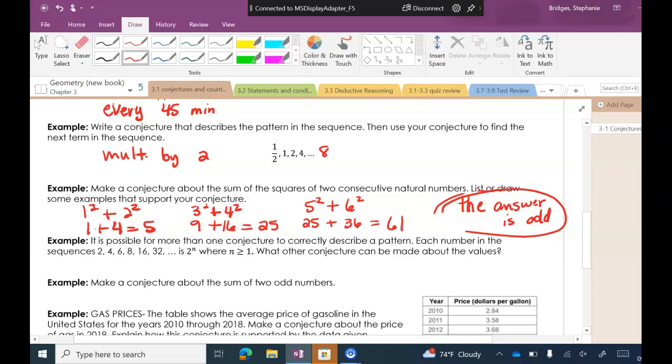All right, so the next one is asking, is it possible for more than one conjecture to correctly describe a pattern? For example, the one that we did before, we said multiplying by 2, right? But we also said you could just say you're adding that same number, right? So we were able to describe it multiple ways. So I want you to look at that pattern there, 2, 4, 6, 8, 16, 32, and come up with a way to describe the pattern. And I want to see how many different ways we come up with. So just on your paper, write down, describe what that pattern is. Go from 2 to 4 to 6 to 8 to 16 to 32. I want to see if we get a couple of different options there.